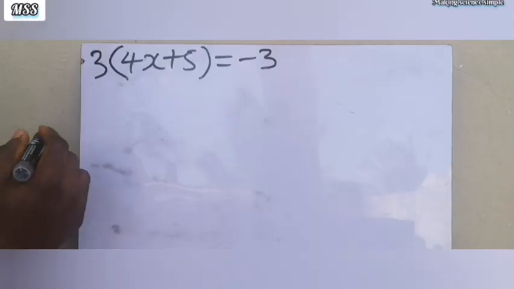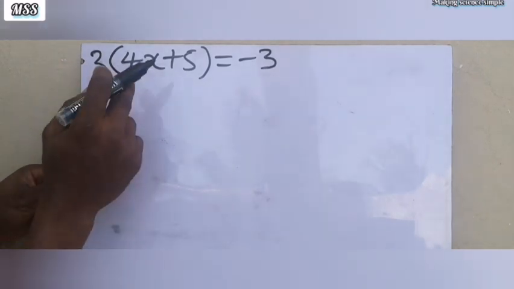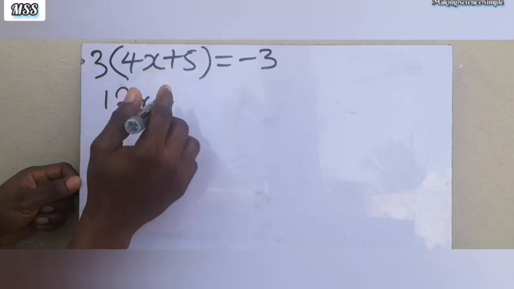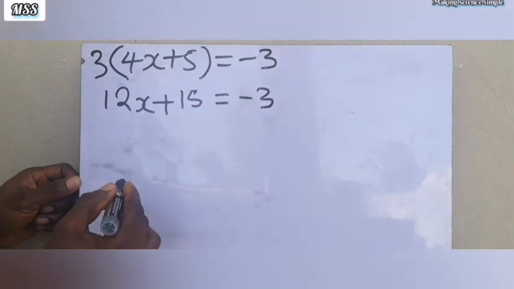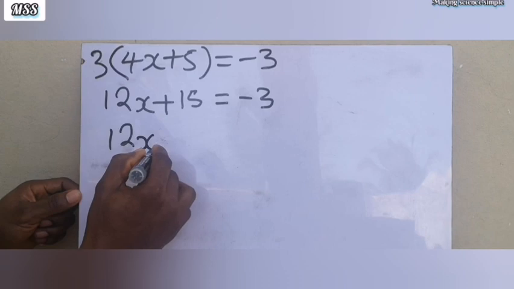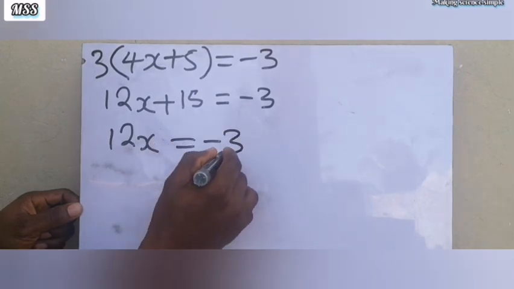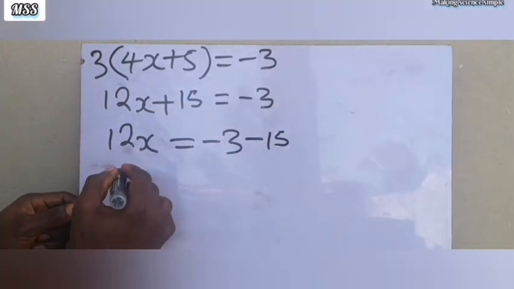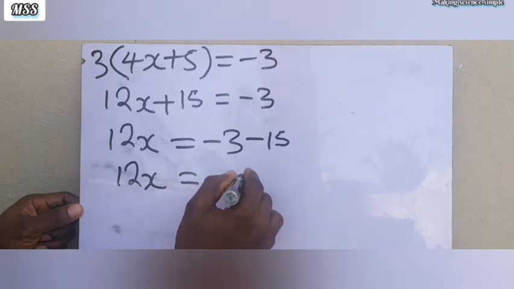Okay, let's solve it together. First of all, let's try to open the bracket. So 3 times 4x will give us 12x plus 3 times 5 will give us 15, equal to minus 3. Now, we have only 12x here, so x is already here. Now we'll remove this 15 and push it down to this side. Now, minus 3 is already here. As 15 is crossing over here, it will become minus 15. So we now have 12x is equal to minus 3 minus 15 will become minus 18.